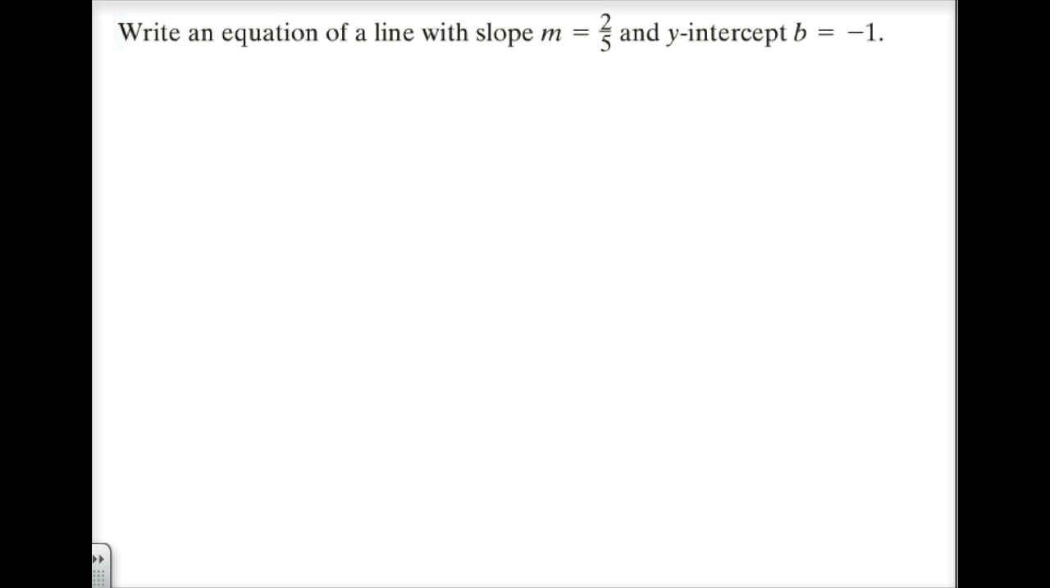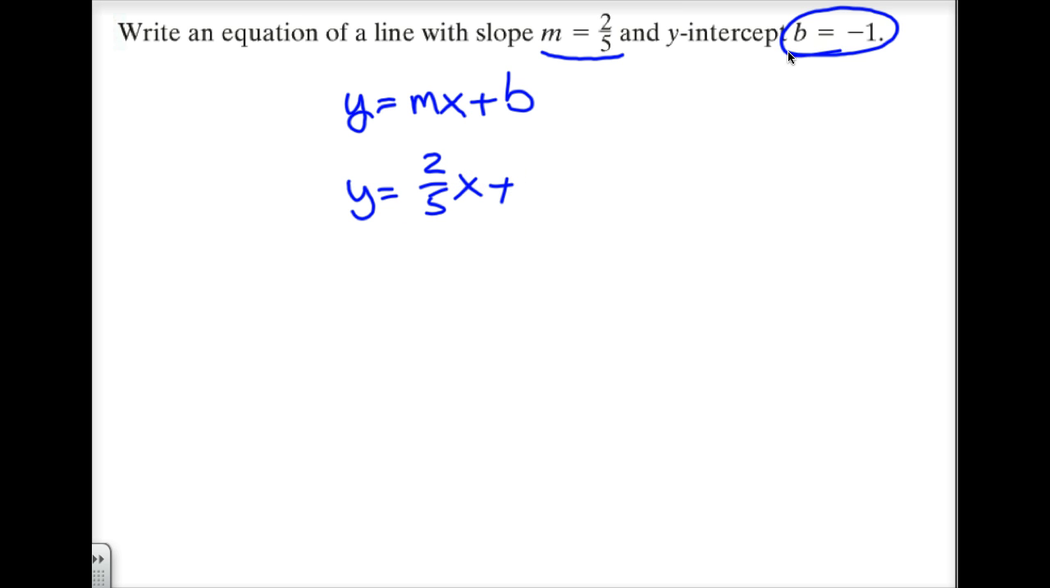Write an equation of a line with a slope m equals 2/5 and y-intercept of b equaling negative 1. So you start off with the general form, y equals mx plus b, and then you just substitute these values in. M, which is your slope, takes the place of m in the equation, so y equals 2/5 x plus the b of negative 1. And you could write it like that, or you could say y equals 2/5 x minus 1. Both are considered correct.